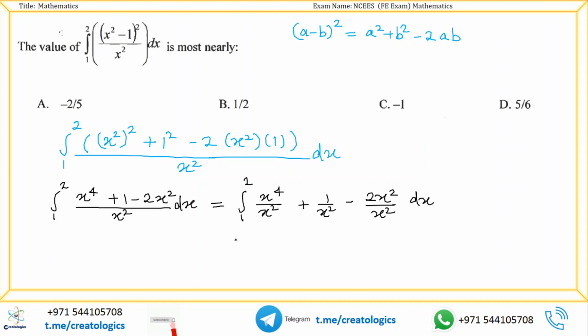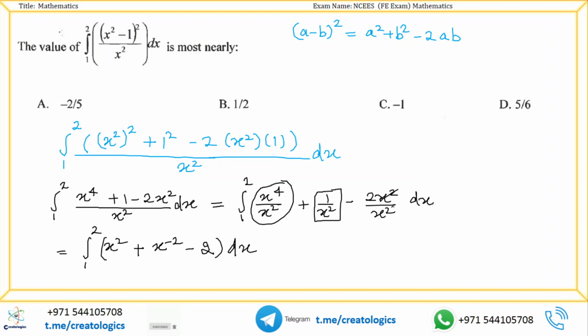Right? So what we are left with is the integral from 1 to 2 of x squared, because x raised to the power 4 over x squared gives you x squared, plus you can write 1 upon x squared as x raised to the power minus 2, taking it to the numerator. Then you have minus 2, because x squared and x squared cancelled.